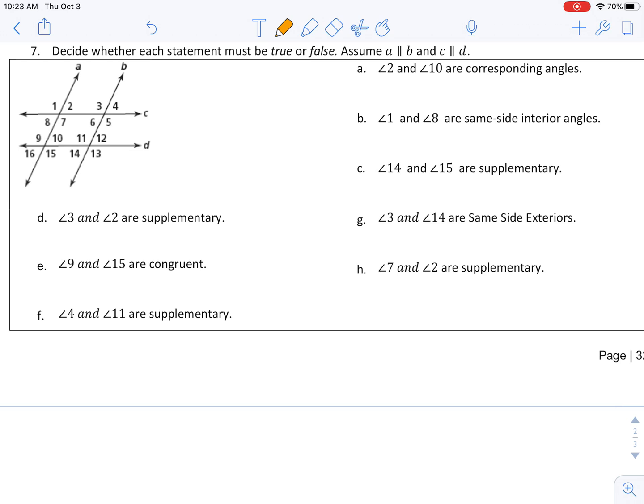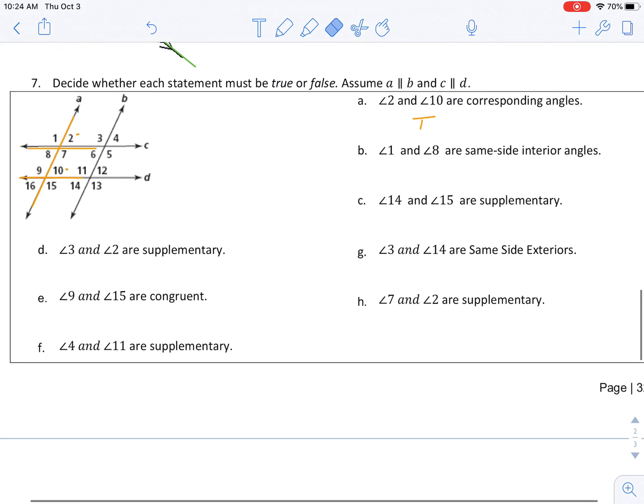But anyway, I want to know, true or false, are 2 and 10 corresponding? So there's a lot of stuff in this picture. Focus on just the lines used to make the angles. So 2 is over here, 10 is down here. I'm not using line B at all. 2 and 10 are both same side. One's interior, one's exterior. They're in the same relative spot. That's a true statement.